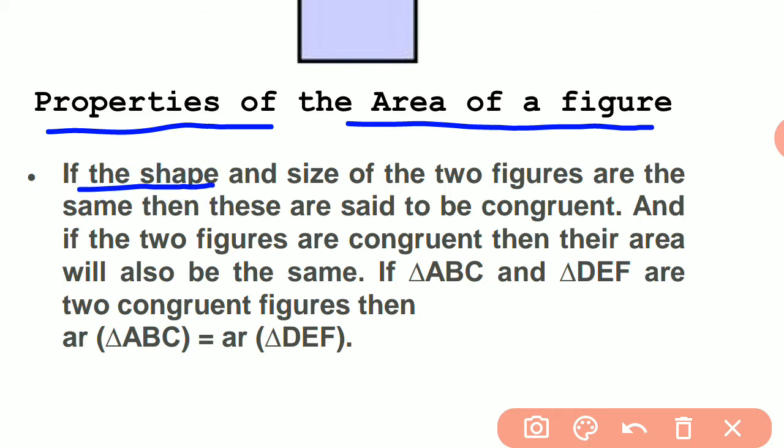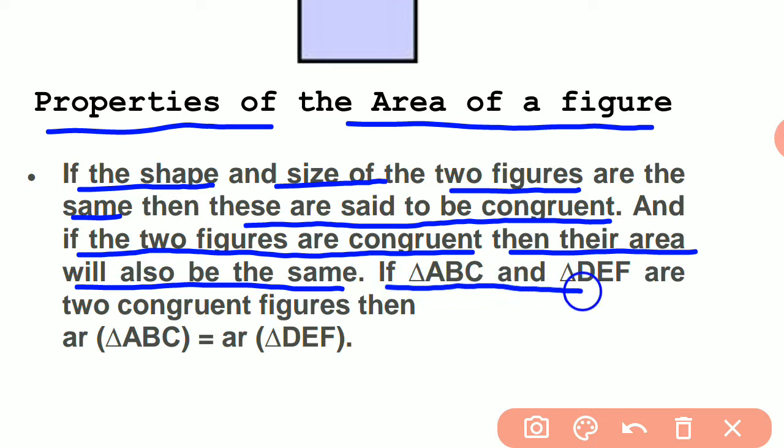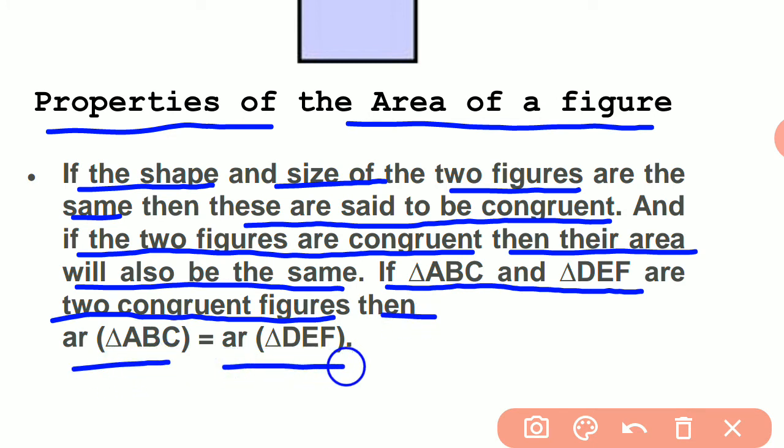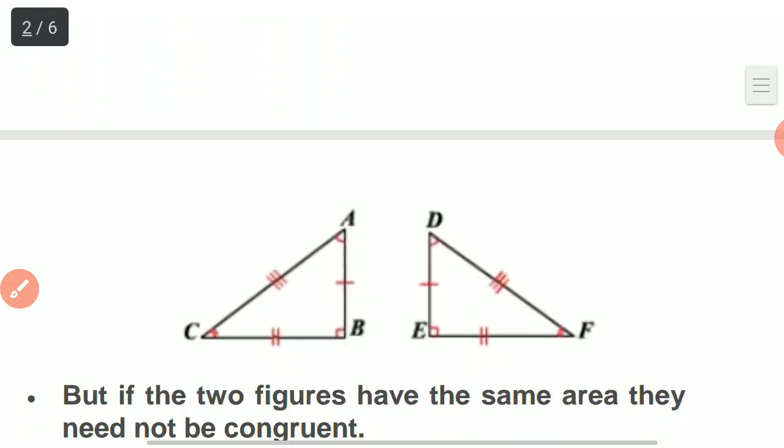If the shape and size of two figures are the same, then they are said to be congruent. And if two figures are congruent, then their areas will also be the same. That is, if triangle ABC and triangle DEF are two congruent figures, then area of triangle ABC equals area of triangle DEF. It means if two figures are congruent, then their area will be the same.